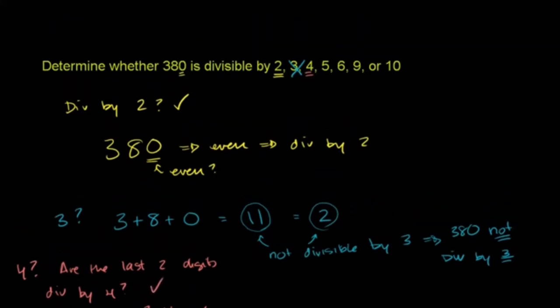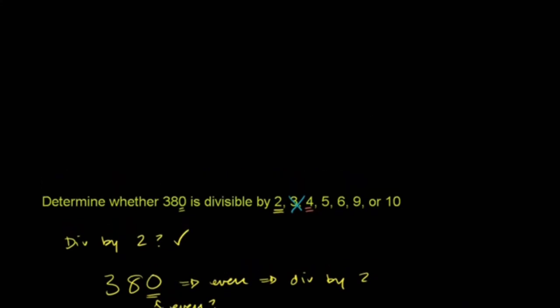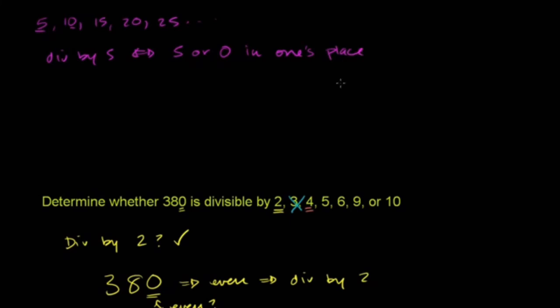So let's do 5. Let's actually scroll down a little bit. Let's try 5. So what's the pattern when something is divisible by 5? Let's do the multiples of 5. 5, 10, 15, 20, 25. So if something's divisible by 5, I could keep going. So divisible by 5, that means it ends with either a 5 or a 0, right? Every multiple of 5 either has a 5 or a 0 in the ones place. Now, 380 has a 0 in the ones place. So it is divisible by 5.